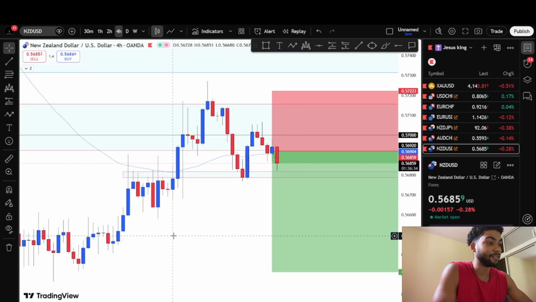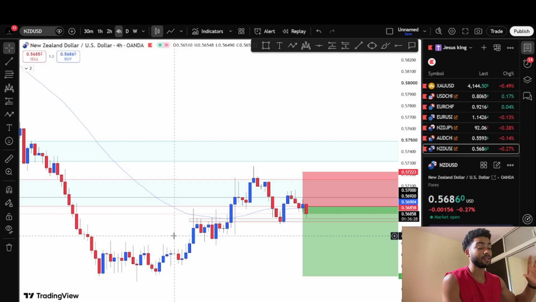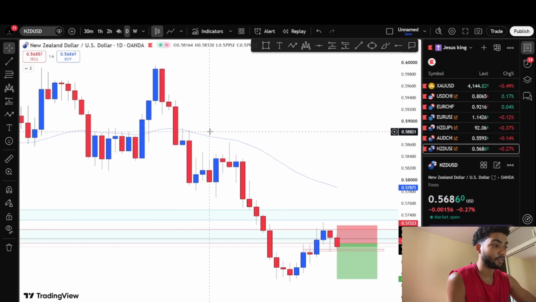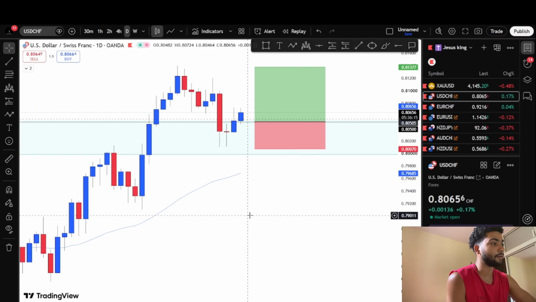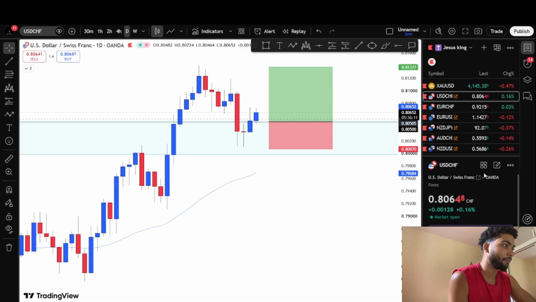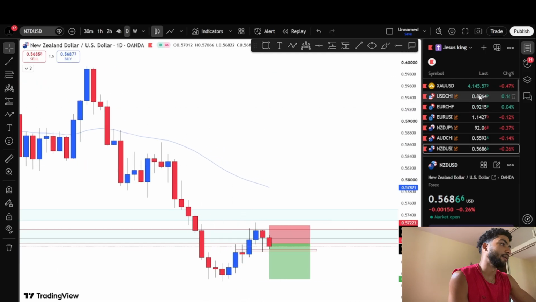And yeah, guys, what I just did was confluence trading, and it's just adding more reasons as to why the market can go in one direction versus the other. So far, I'm just waiting on this trade, and I also have another trade that I'm interested in taking, which is USDCHF. The market that I just entered was NCD.